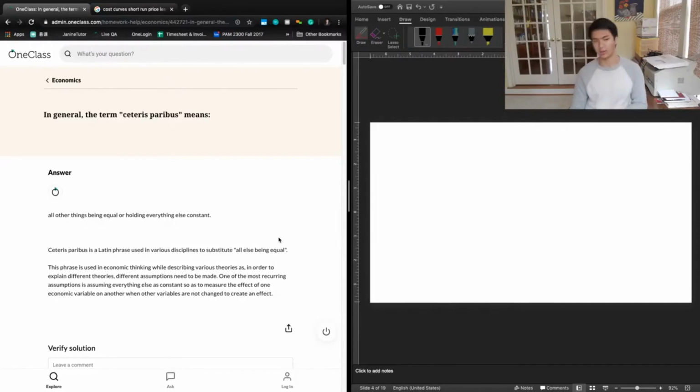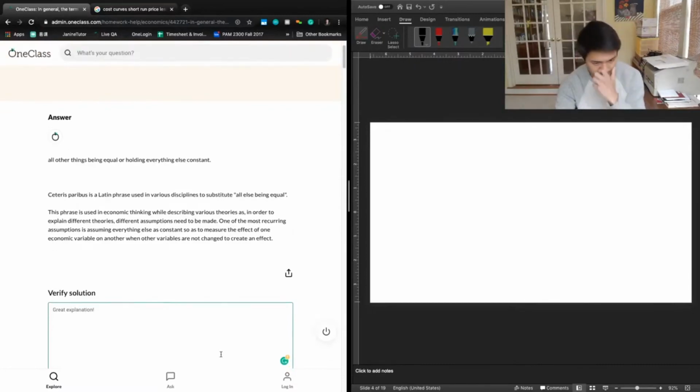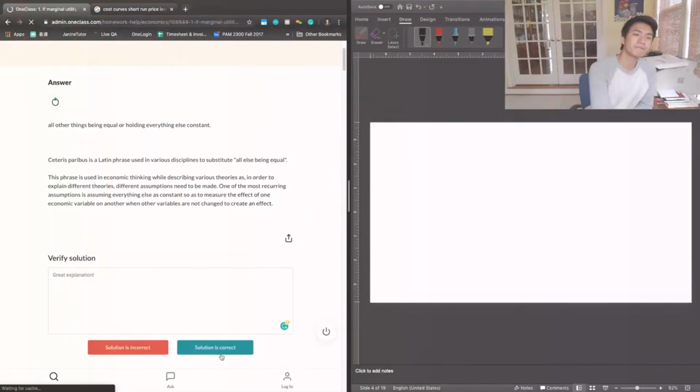And that's a great answer, I think, really well put, talking about why we need to have this assumption in place when talking about economic theory. Great explanation.